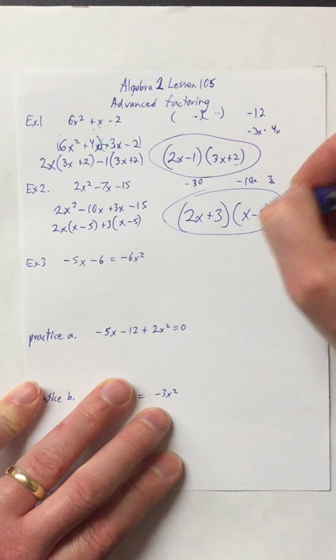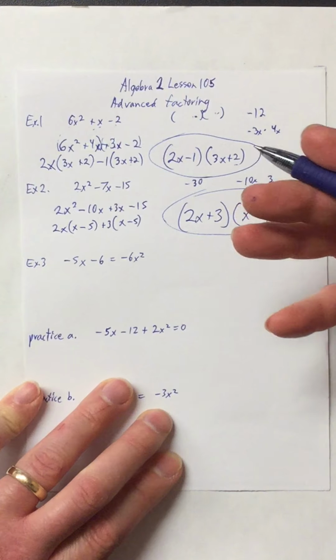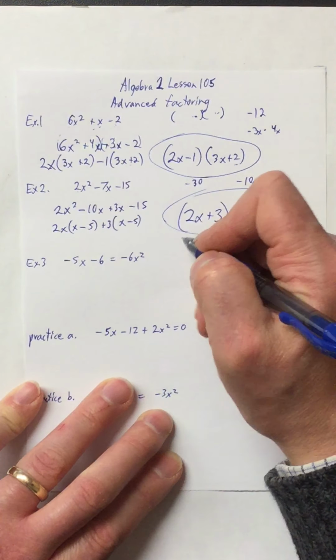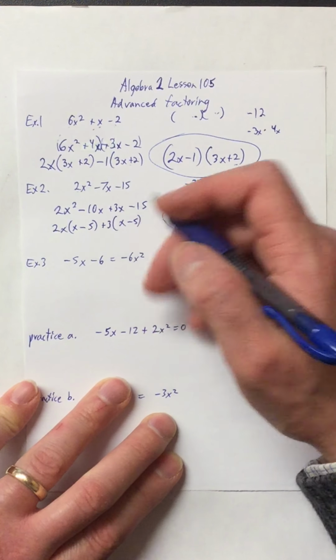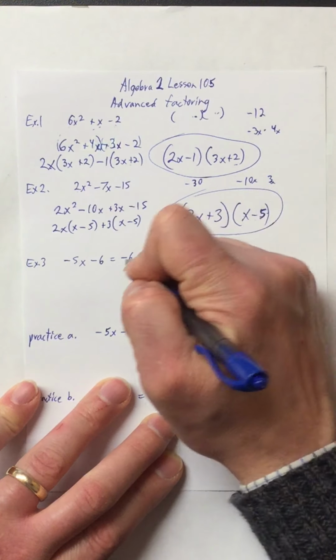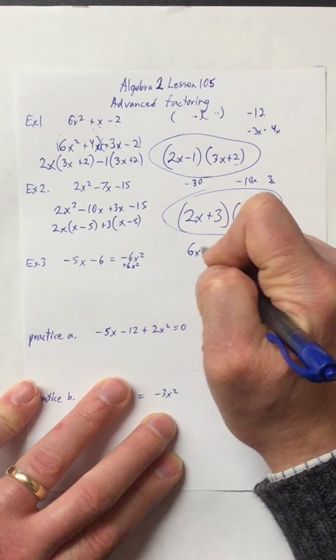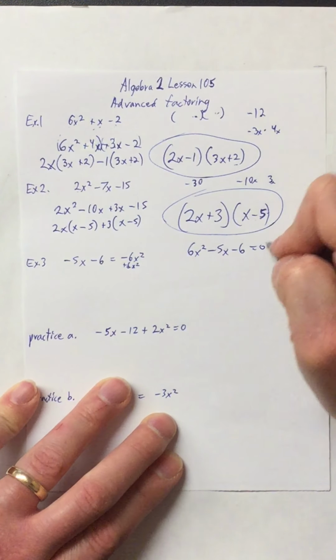This is just factoring. To find the solutions means to actually take it a step further and find out what the answers are. Okay, so in this first one, first of all, I need to get it all on the same side of the equal sign. So I'm going to add the 6x squared to both sides. So 6x squared minus 5x minus 6 now equals 0.